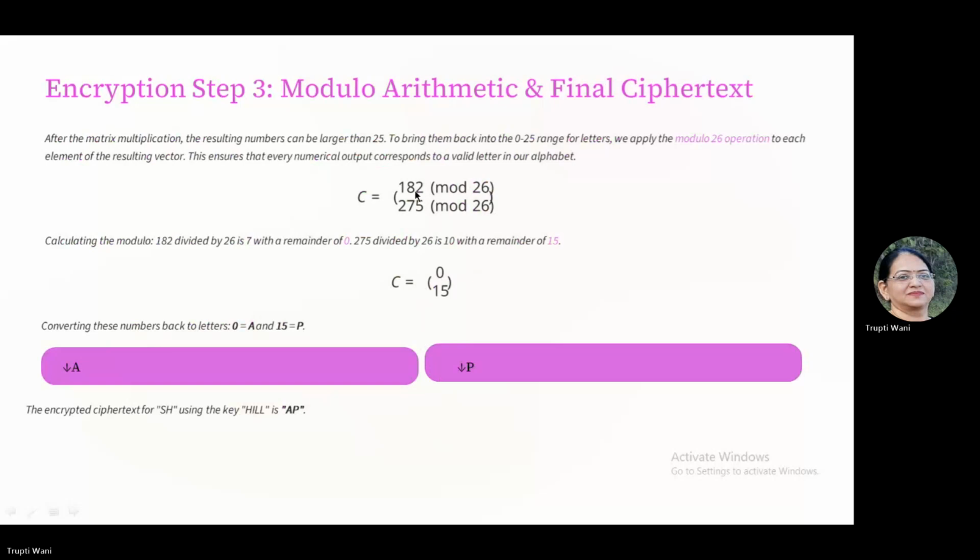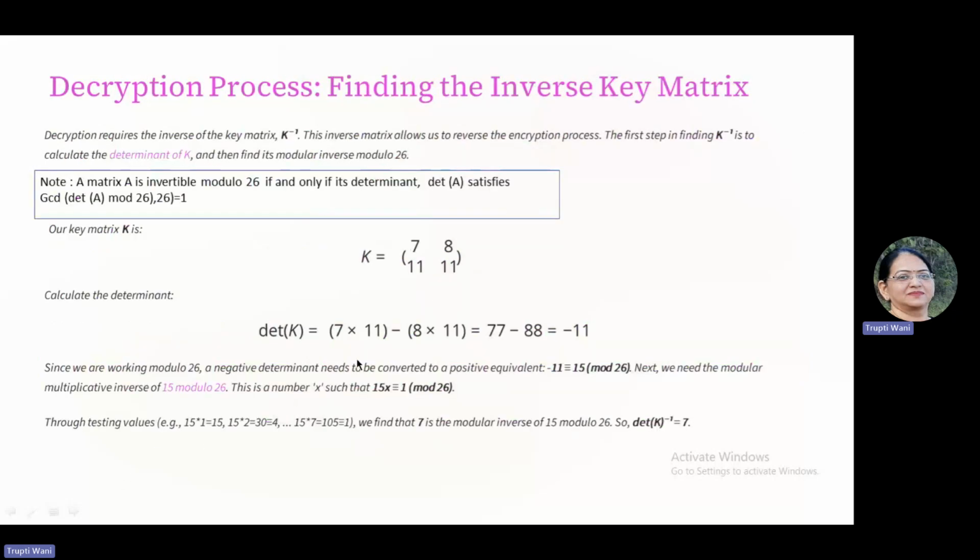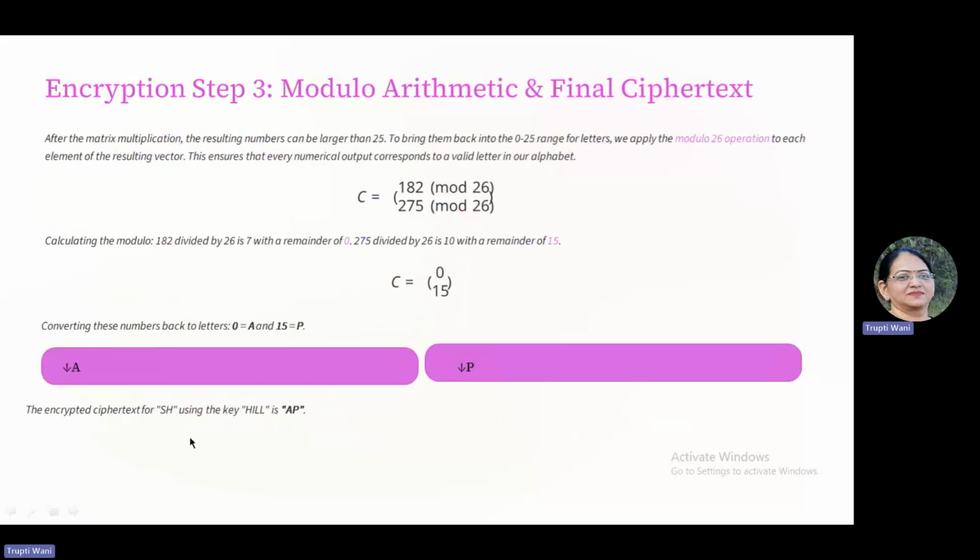Now 182 mod 26 becomes 0, remainder is 0. 275 mod 26, remainder is 15. So at the end, we will get the vector as 0 and 15. Now convert this 0 into the alphabet. So it is A and 15 is P. So our cipher text is AP.